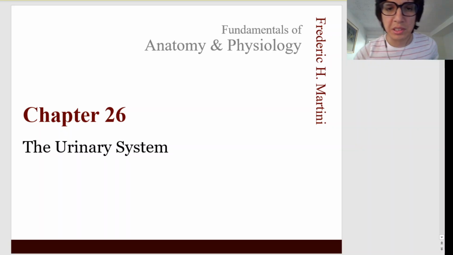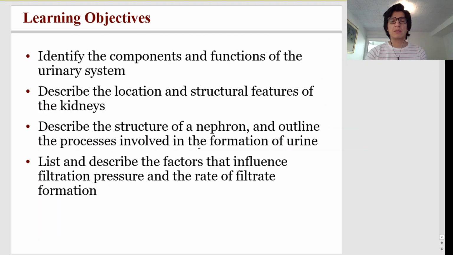Hi, this is chapter 27 of the urinary system by Frederick H. Martini. Our goals for this chapter are to identify the components of the urinary system, the structures, and we're going to focus on the function of the nephron, which is where most of the physiology that leads to the formation of urine occurs.